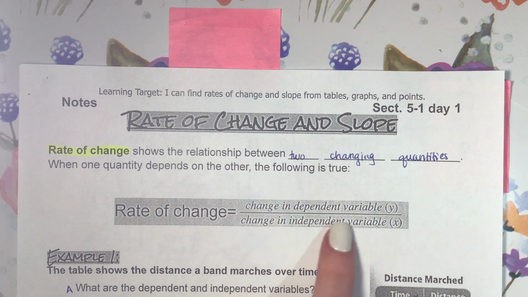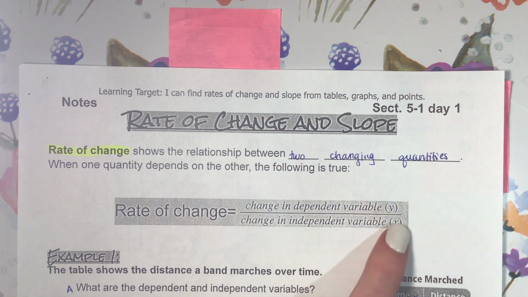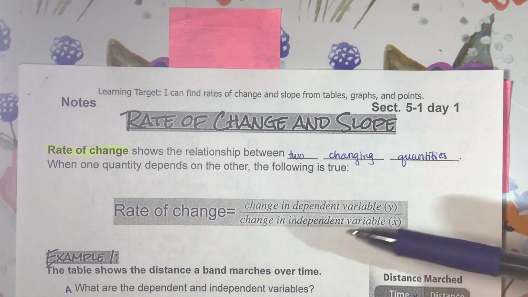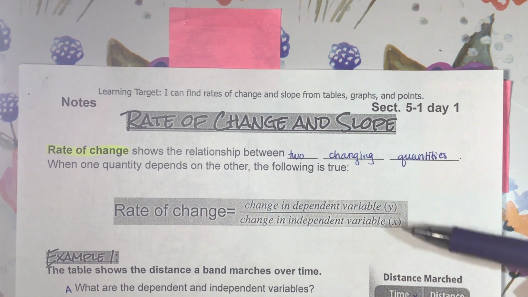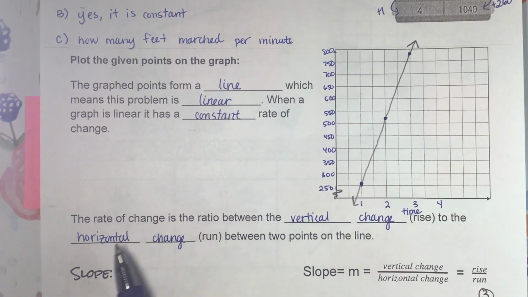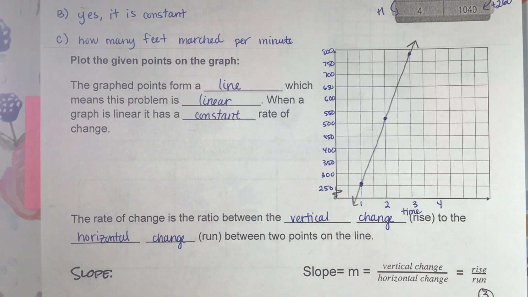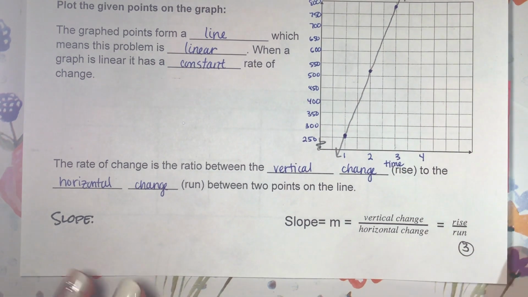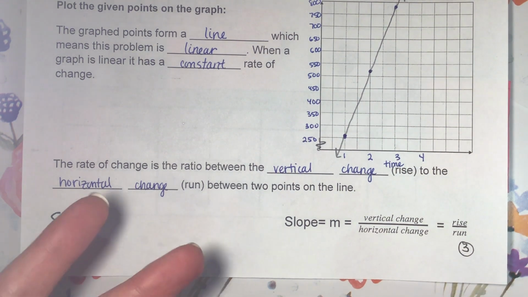Okay, so we've already said rate of change is the change in dependent over change in independent, or change in y over change in x. This is all saying the same thing, just using different words. So dependent over independent, y over x, vertical over horizontal, up and down over left and right. All of those mean the same thing. So we do have a formula for this, and it's all going to represent the same thing.